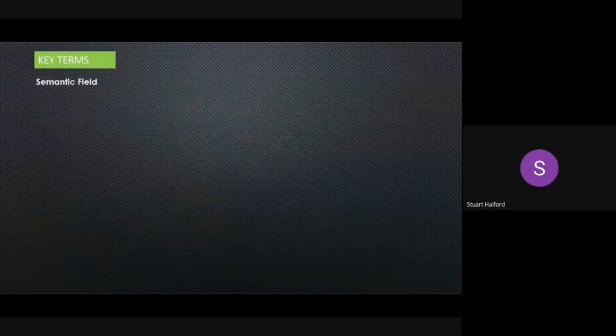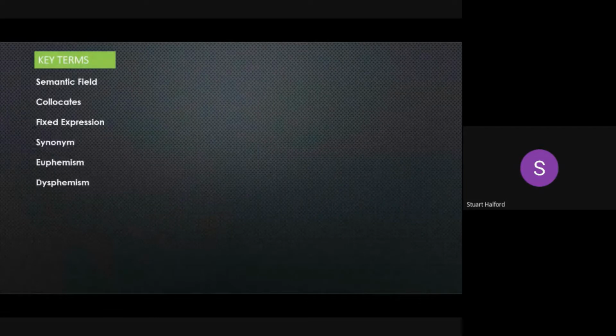Some of the key terms that you're going to need to familiarise yourself with if you're going to be talking about the semantic language level are semantic field, collocates, fixed expressions, synonyms, euphemism, dysphemism, antonym, hyponymy, denotation, connotation, and metaphor. And some of these words are possibly going to be familiar from Key Stage 4, but we'll still go through them in case you've forgotten.